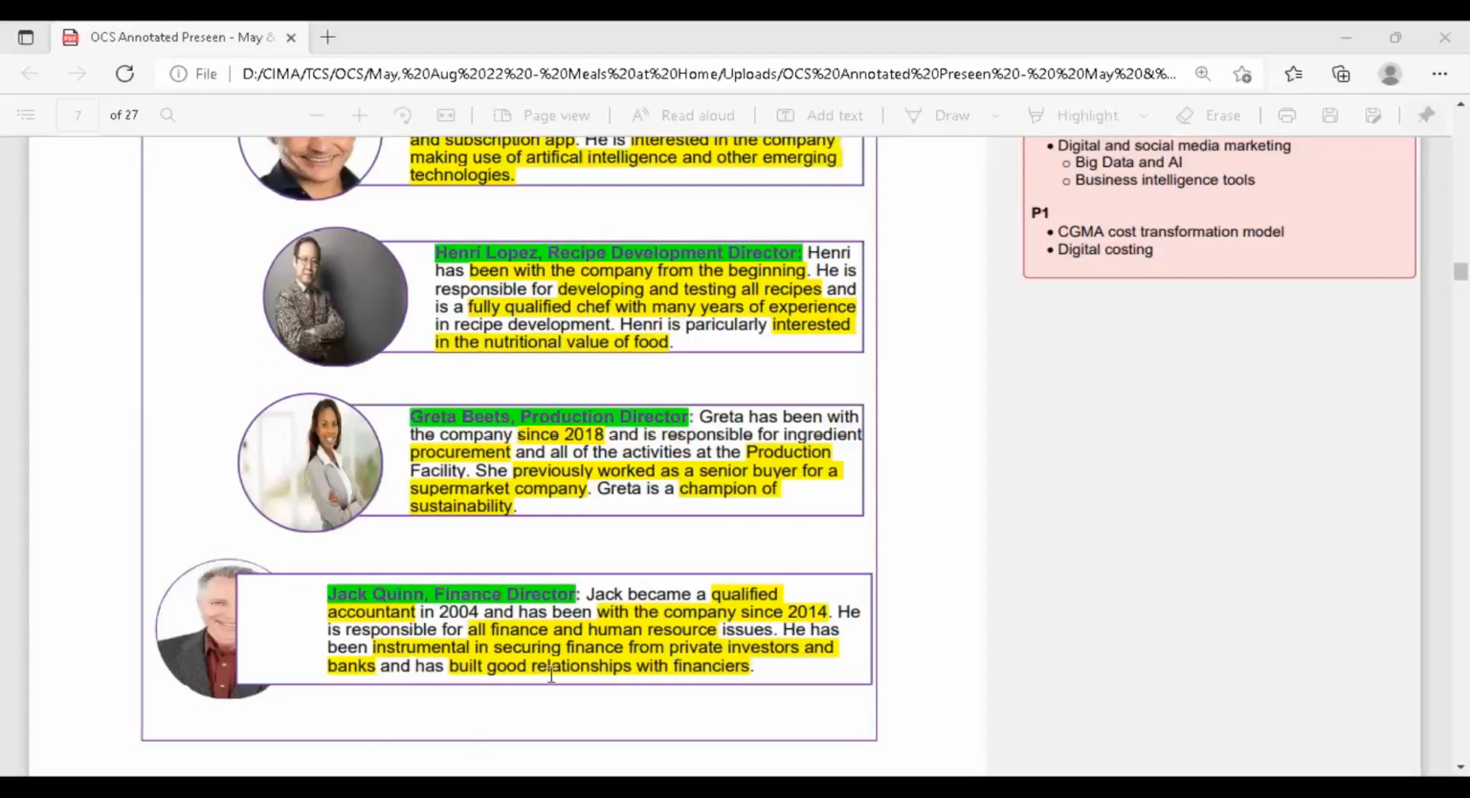And he was instrumental in securing finance from private investors and banks, and has built good relationships with financiers. So Jack Quinn is the link between us and our finance providers.